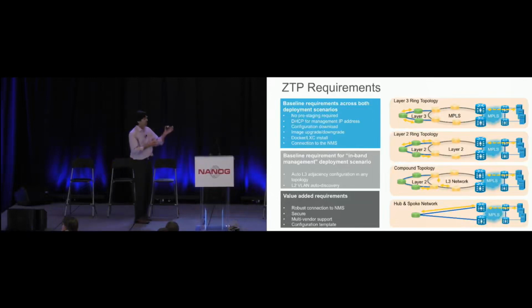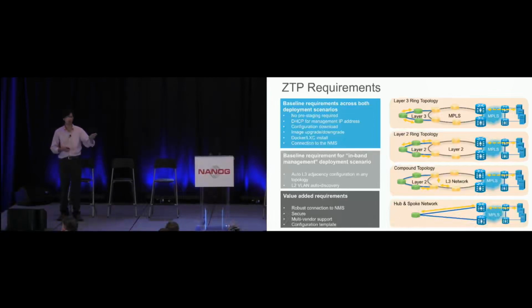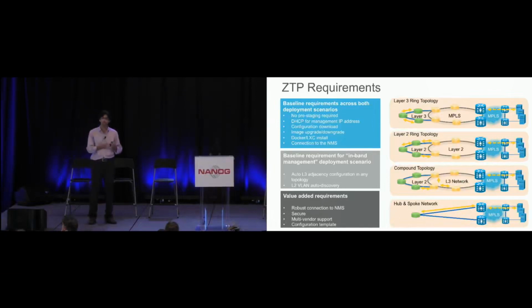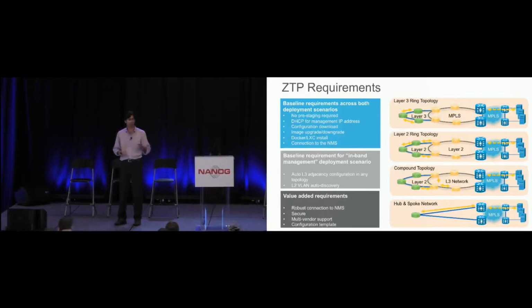Similarly, you have to understand that we need a DHCP server, which is already there. You need to download the configuration and the images. The box comes up with nothing, so you have to make sure you have a base configuration so that you can reach the NOC and your remote servers. Once you reach your remote servers, then you can apply your templates and modify whatever you want.